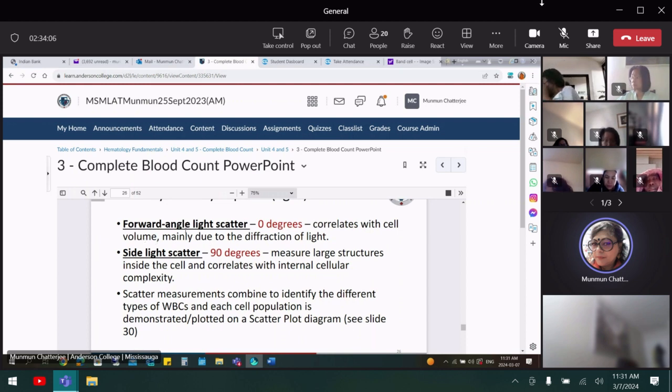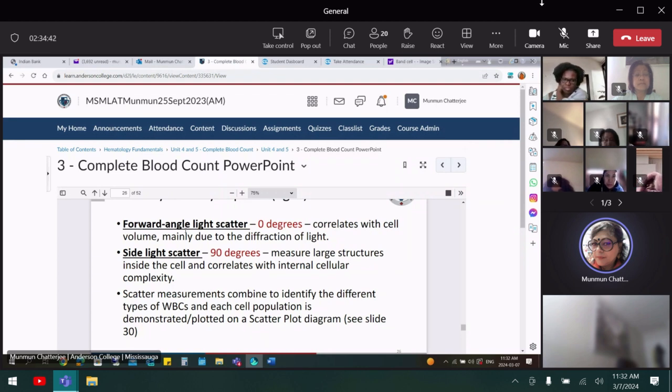These questions come: forward angle or 0°. Forward angle light scatter, or 0°, helps to measure the cell volume. And when the light is scattering from the side, the lateral scatter, which is called 90 degrees, it measures the structure inside the cells, like what type of nucleus. That's why in the WBC count they can understand whether they're segmented, or there is one big nucleus, or there are granules.